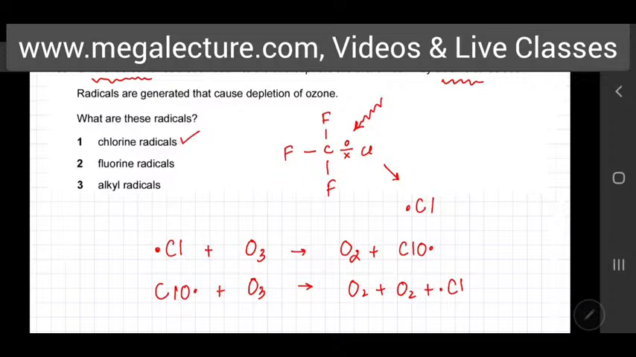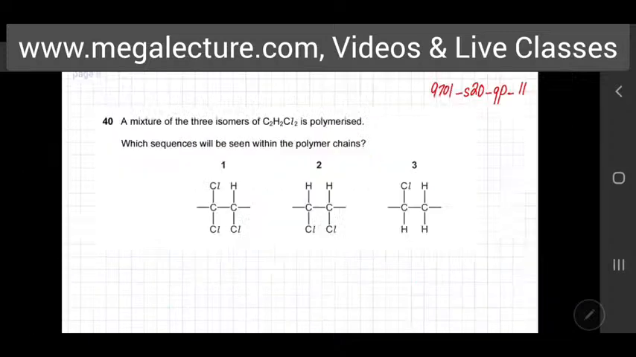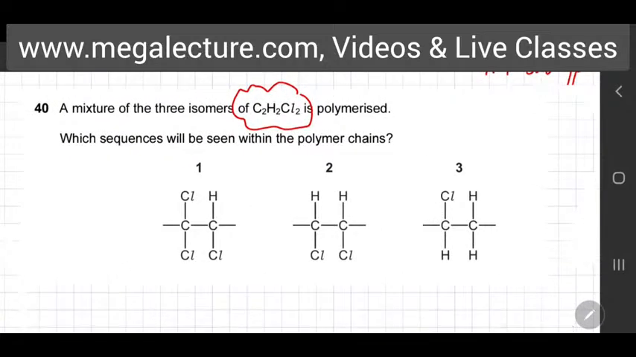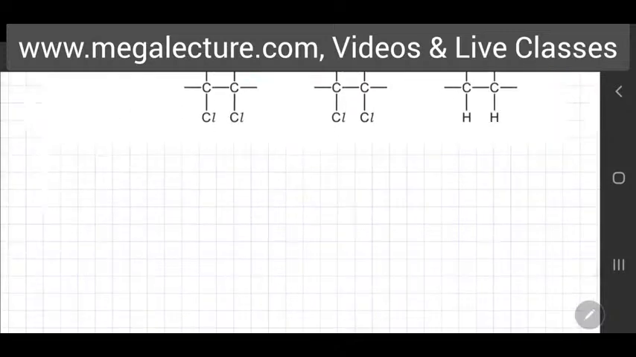Now this question states that a mixture of 3 isomers of C2H2Cl2 are polymerized, and asks which sequence will be seen within the polymer chain. So first thing is, let's focus on the three isomers. What are these three isomers? C2H2Cl2. So I'm going to start off with the first one.